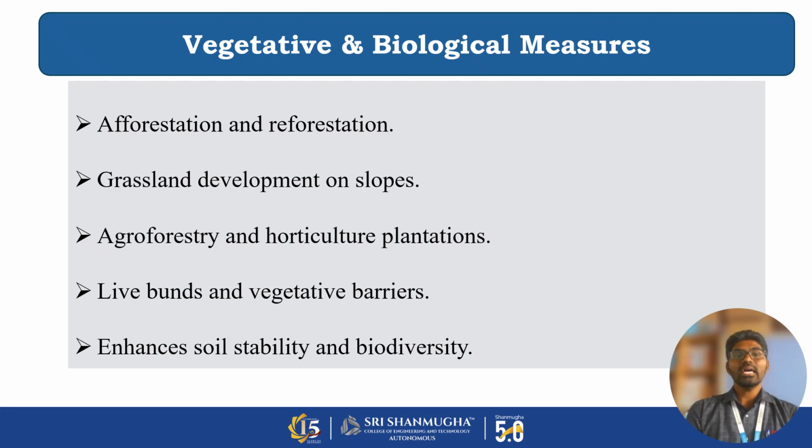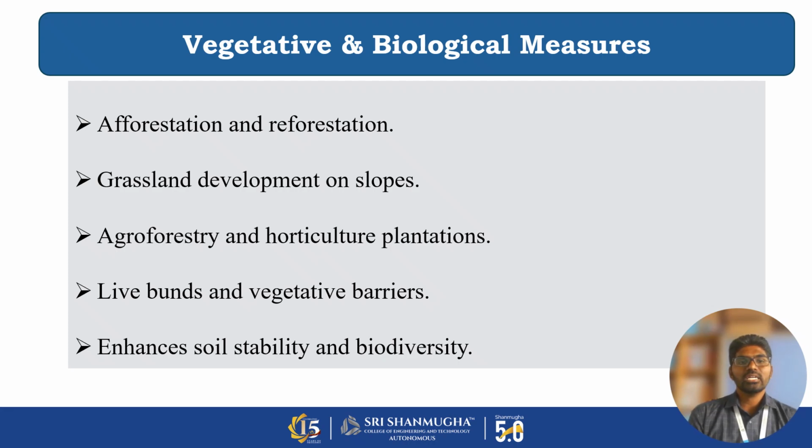Afforestation is developing tree culture in an area where there has been no permanent tree cover for a long time. Reforestation is for an area where there is a gap in the long-term tree cover. Grassland on sloping land: if sloping land is without grasses, there is a high rate of soil erosion. To avoid this, grassland is developed on the sloping land.